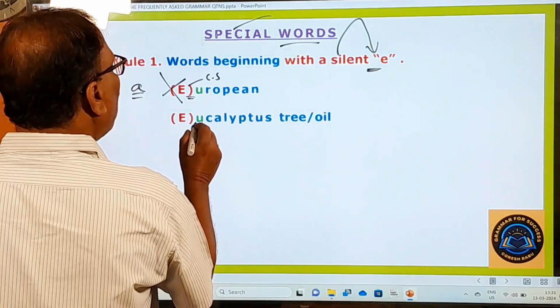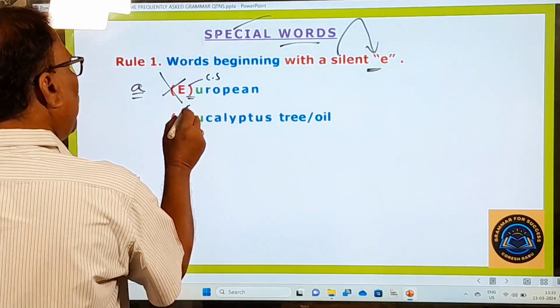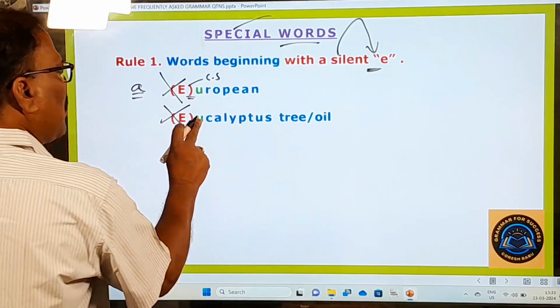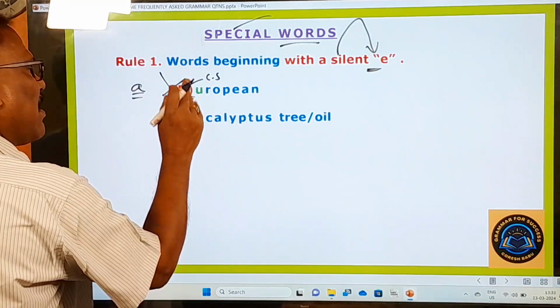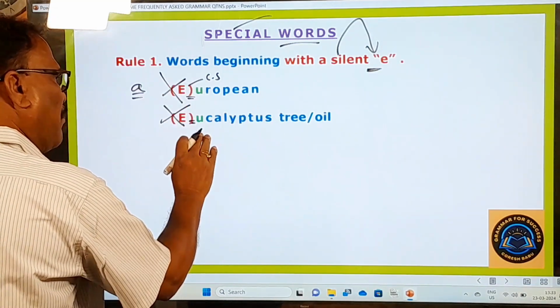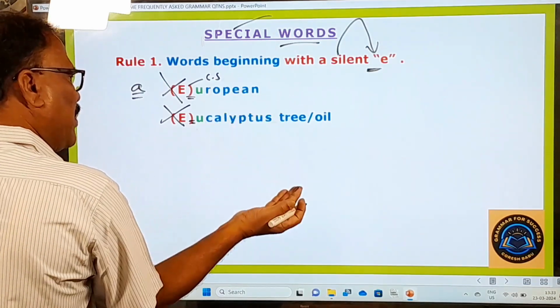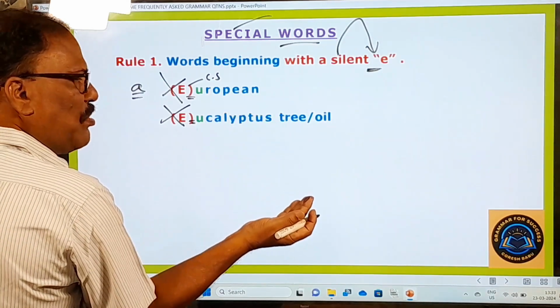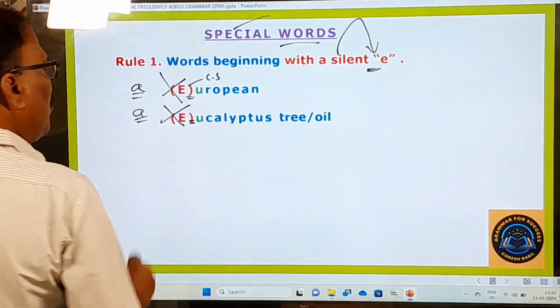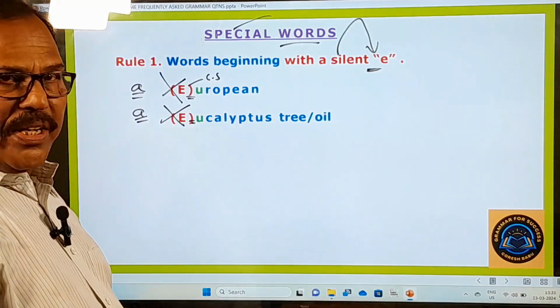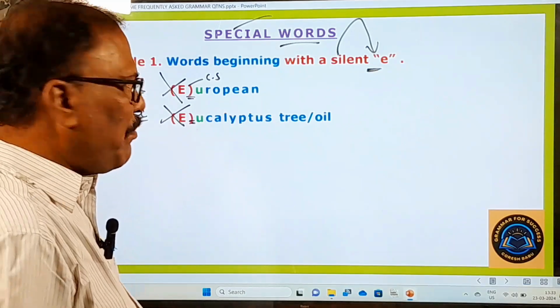And eucalyptus tree. So again, in this word, E is silent, and we are pronouncing the word from U. U is giving a consonantal sound, and therefore we think this word is beginning with a consonantal sound. And as per the rule, before a consonantal sound, what do we use? We use A, and that's why we use A. A eucalyptus tree, a eucalyptus oil, something like that.